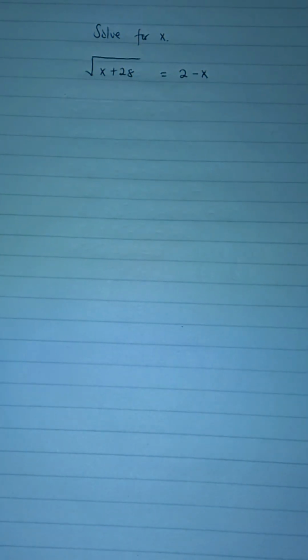Hi guys, in this question we are asked to solve for x given that the square root of x plus 28 is equal to 2 minus x. So for us to solve this we need to get rid of this square root. How do we get rid of the square root?